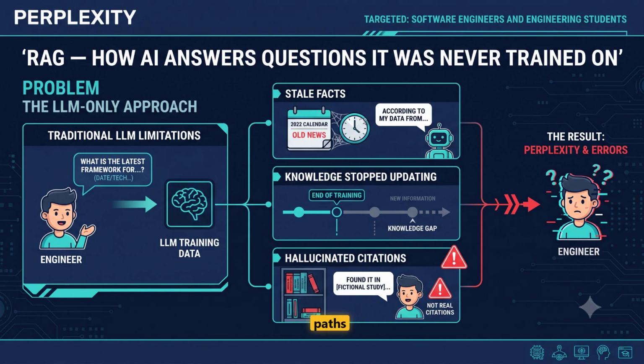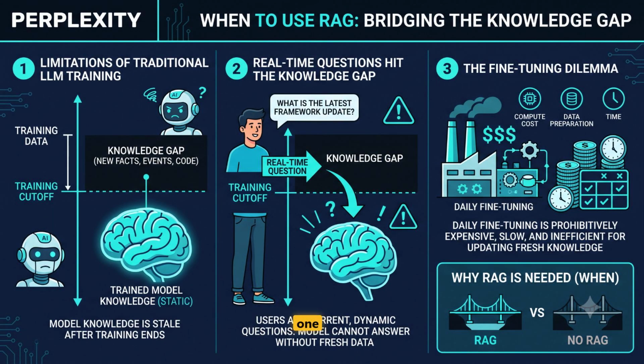Now trace those paths all the way to the right side of the screen, where everything converges on the frustrated engineer labeled Perplexity and errors. When your code relies on an ungrounded model, you are effectively running production systems on educated guesses. Two tools solve this today: LangChain and LlamaIndex. Here is the key difference between them. LangChain provides a broad, modular framework for orchestrating complex multi-step workflows, while LlamaIndex focuses heavily on deep data ingestion and specialized indexing for search.